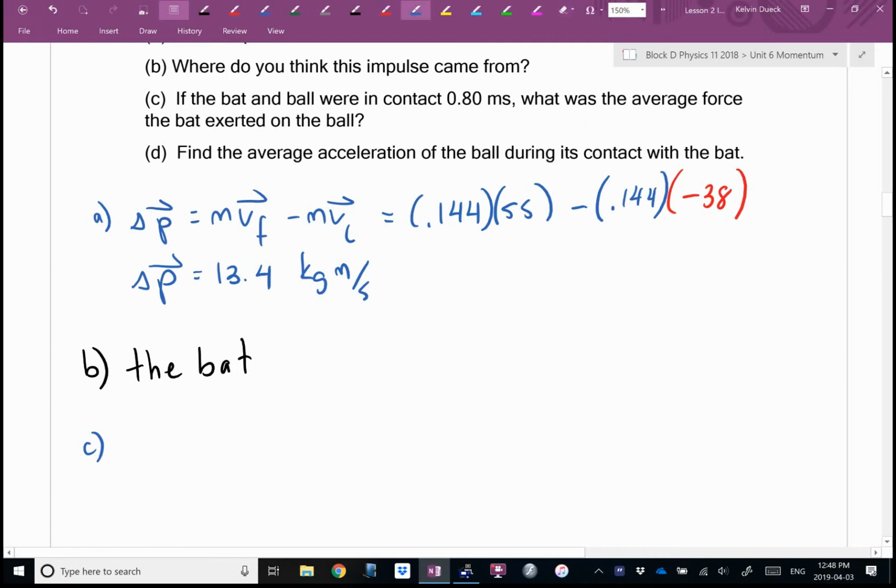Antonio, what did you find in part A? Savannah, what do they want us to find here? And they gave us time. There isn't perchance an impulse equation that contains a force and a time, is there? Oh, this is another version of the impulse equation. Impulse is also force times time. Change in time. I'm going to stop writing the change in.